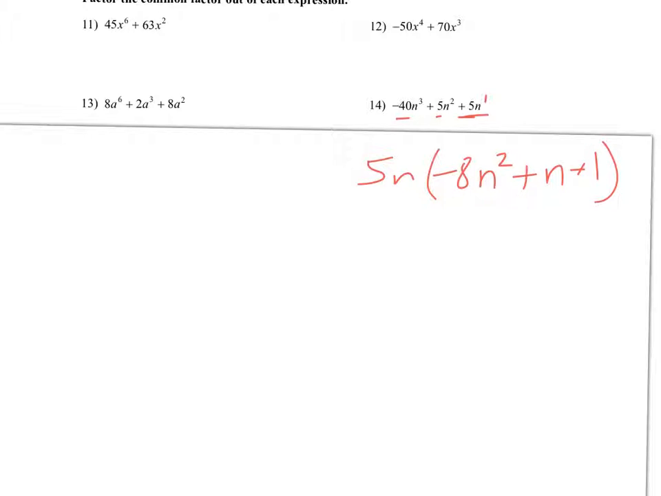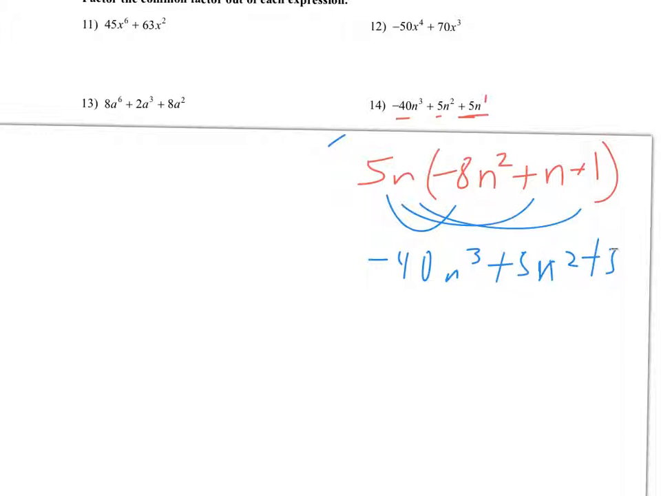And then this one, I took out the 5, and so that's a 1, and I took out the n. So in this case, I actually do need the 1 there as a placeholder, so that when I distribute it back in, I get that 5n there. If you take out the whole term, you do need to put a 1 there. So I'm going to check this by distributing, so I get negative 40n to the third, and then plus 5n squared, and then plus 5n. That's why you need that 1, or else you wouldn't end up with the 3 terms. So that's my answer. This is me checking my work.